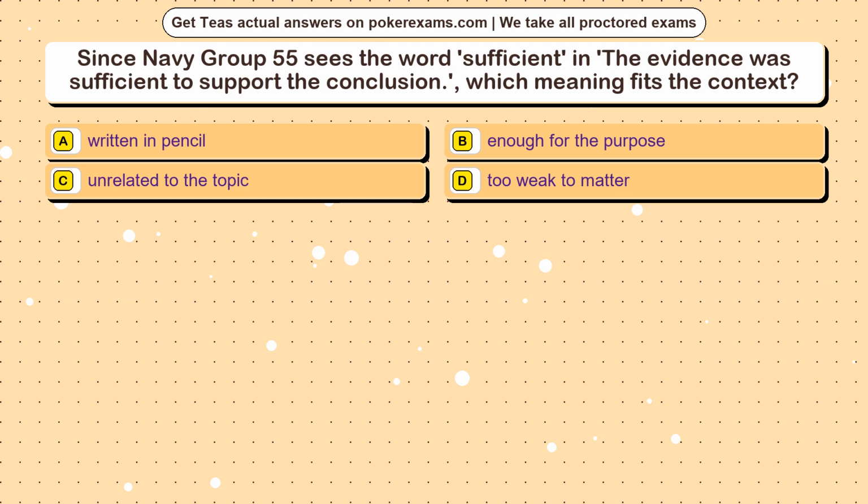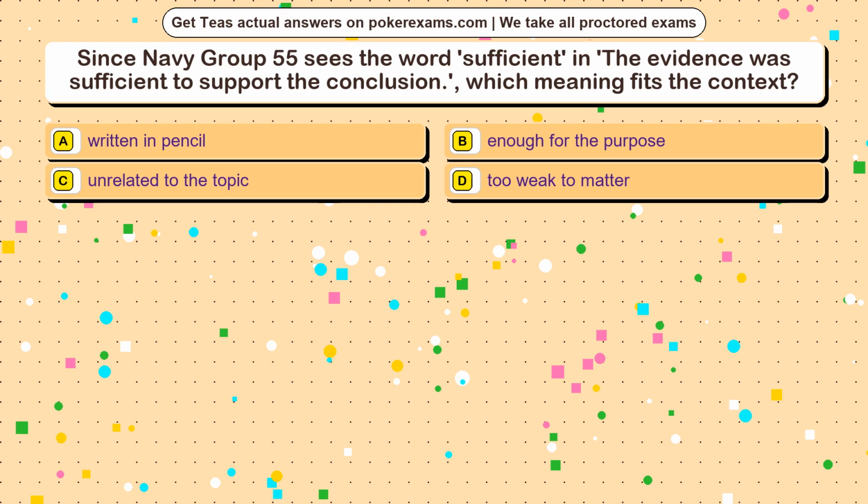Question 6. Since Navy Group 55 sees the word sufficient in the evidence was sufficient to support the conclusion, which meaning fits the context? Option A. Written in pencil. Option B. Enough for the purpose. Option C. Unrelated to the topic. Option D. Too weak to matter.